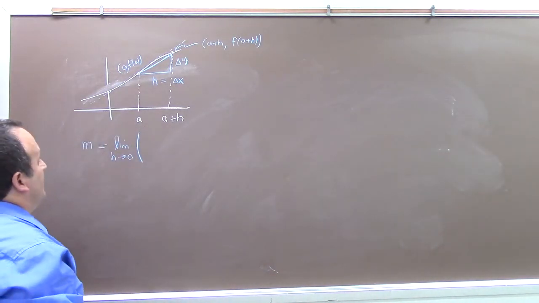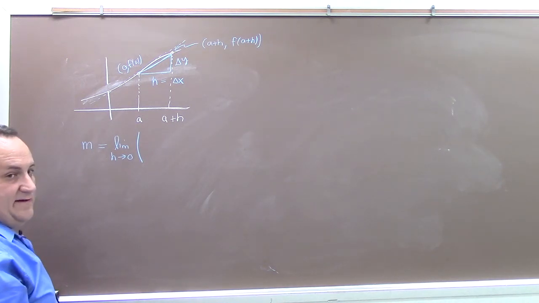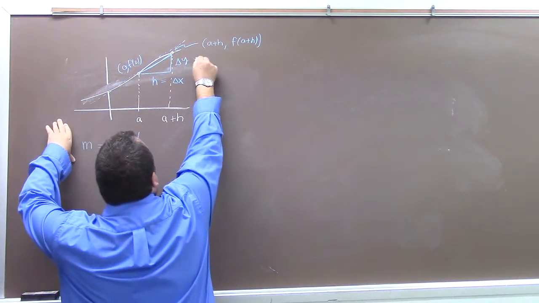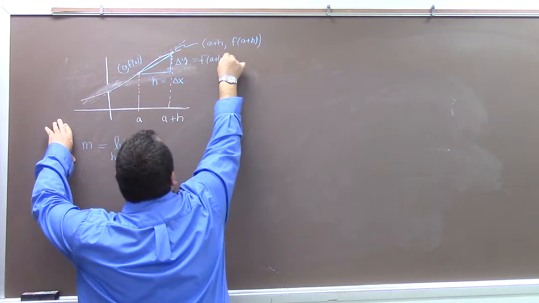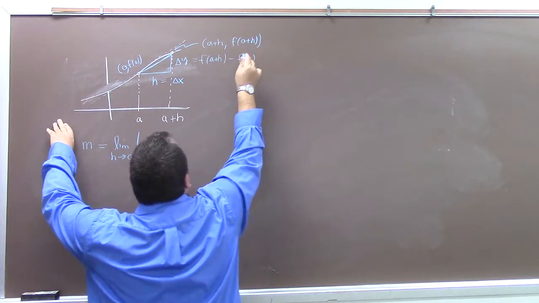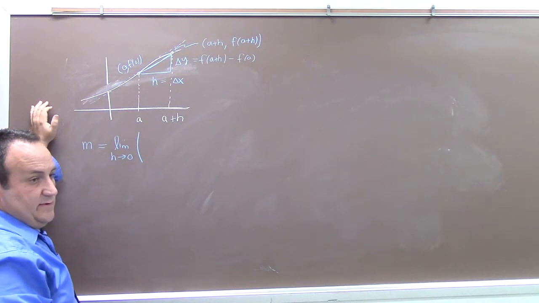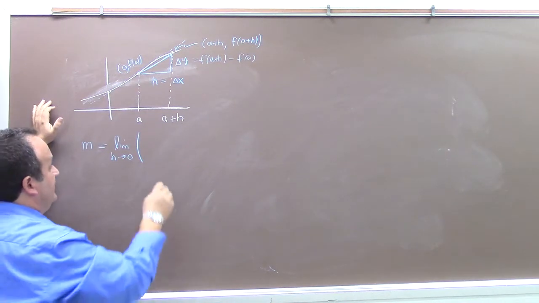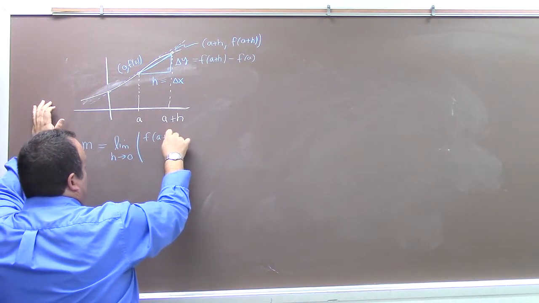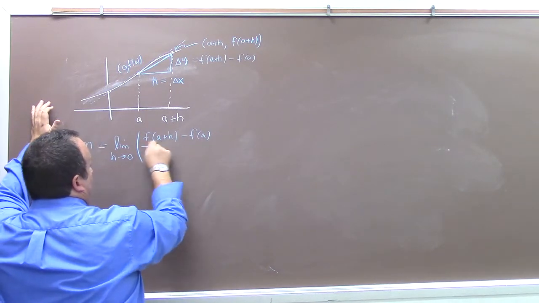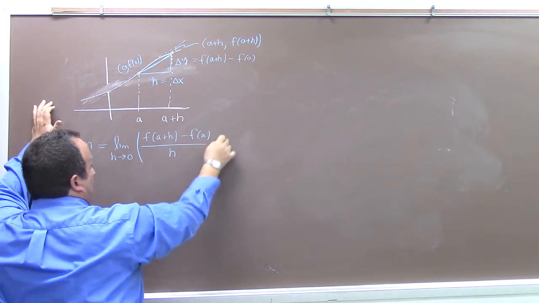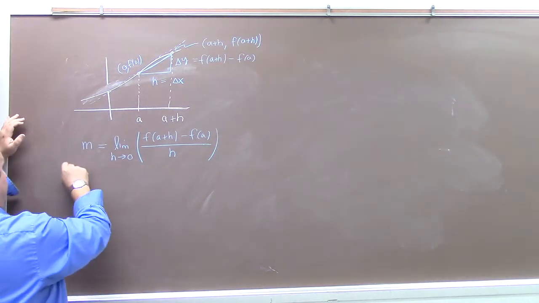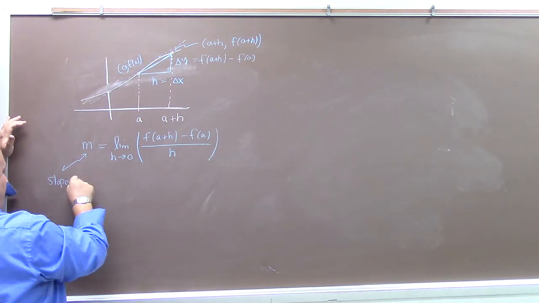All right, so how far is that? You're going from f of a up to f of a plus h. So the distance in the y is just f of a plus h minus f of a, right? And so what's the slope of the tangent line? It's the rise over the run. The rise here is given by f of a plus h minus f of a, and the run is just h. Slope of the tangent line.